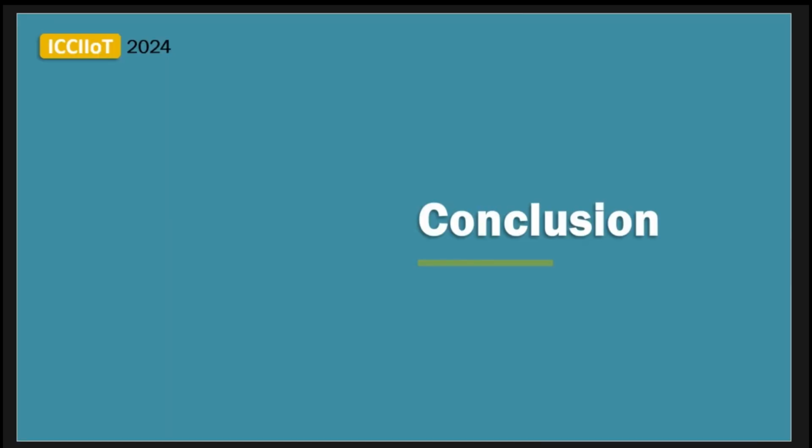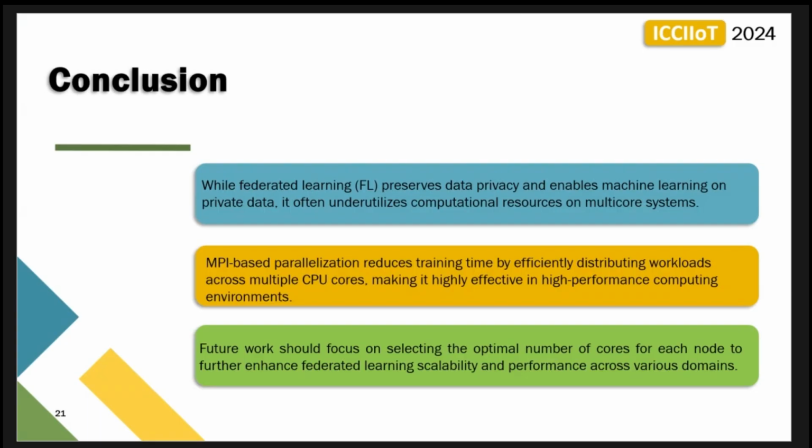So let's conclude my research work. While federated learning preserves data privacy and enables machine learning on private data, it often underutilizes the computational resources on multi-core systems. MPI-based parallelization reduces the training time by efficiently distributing the workload across multiple CPU cores, making it highly effective in a high-performance computing environment. Future work should focus on selecting the optimal number of cores for each node to further enhance federated learning scalability and performance across various domains.